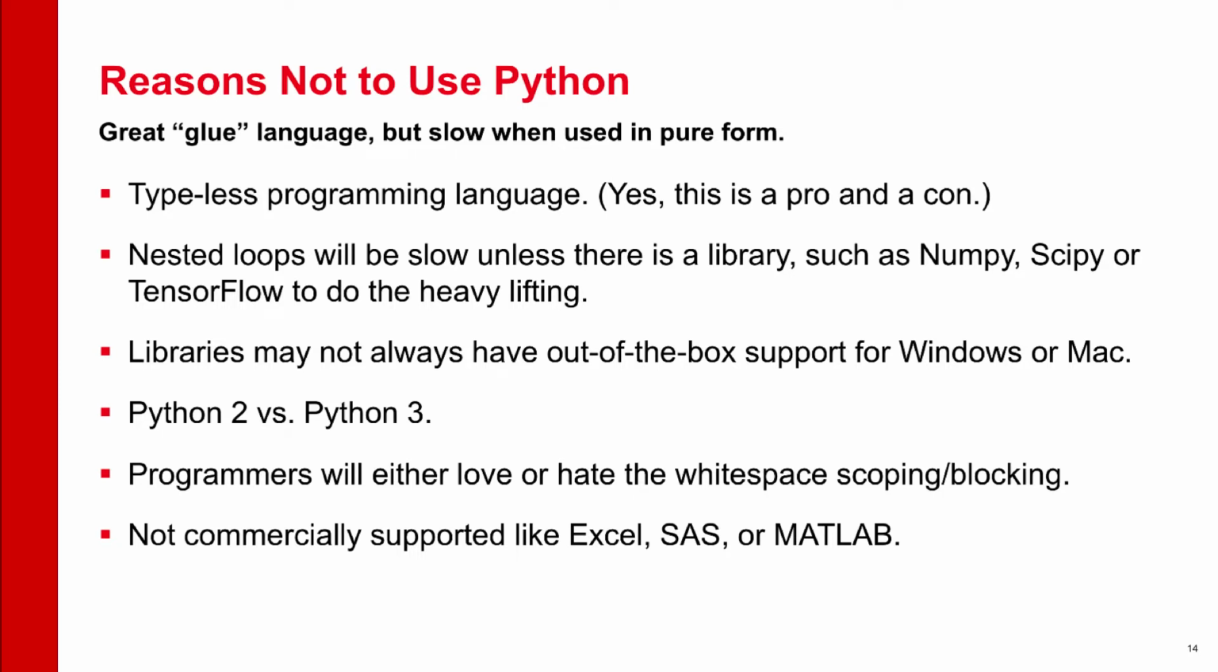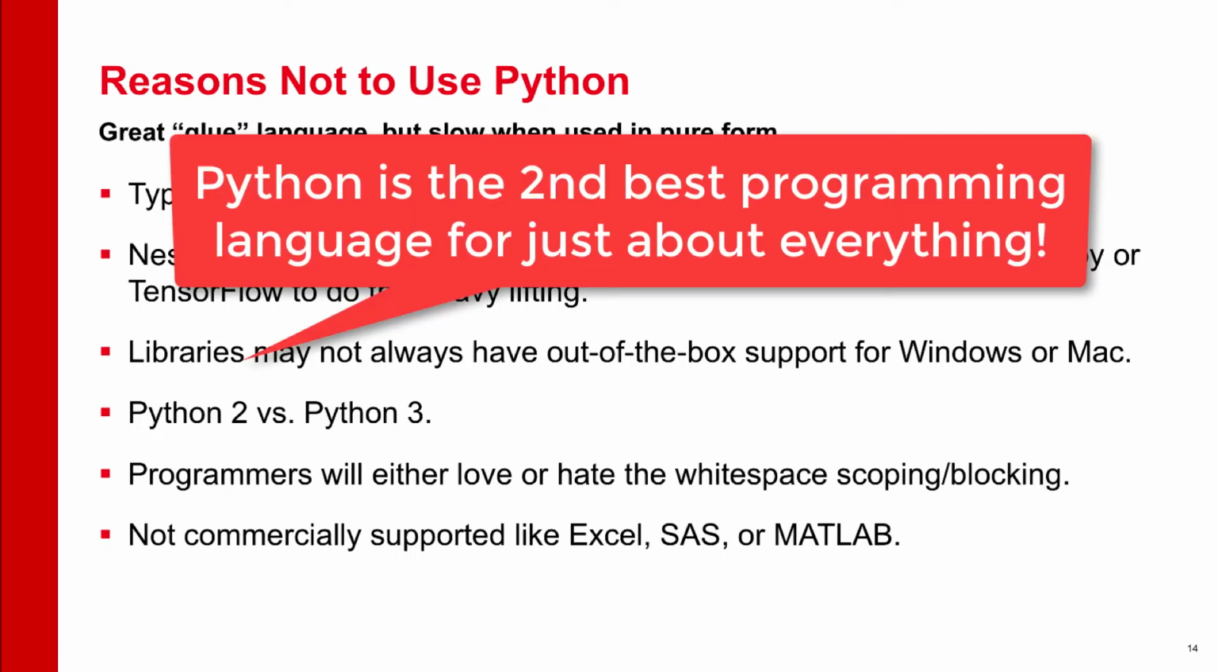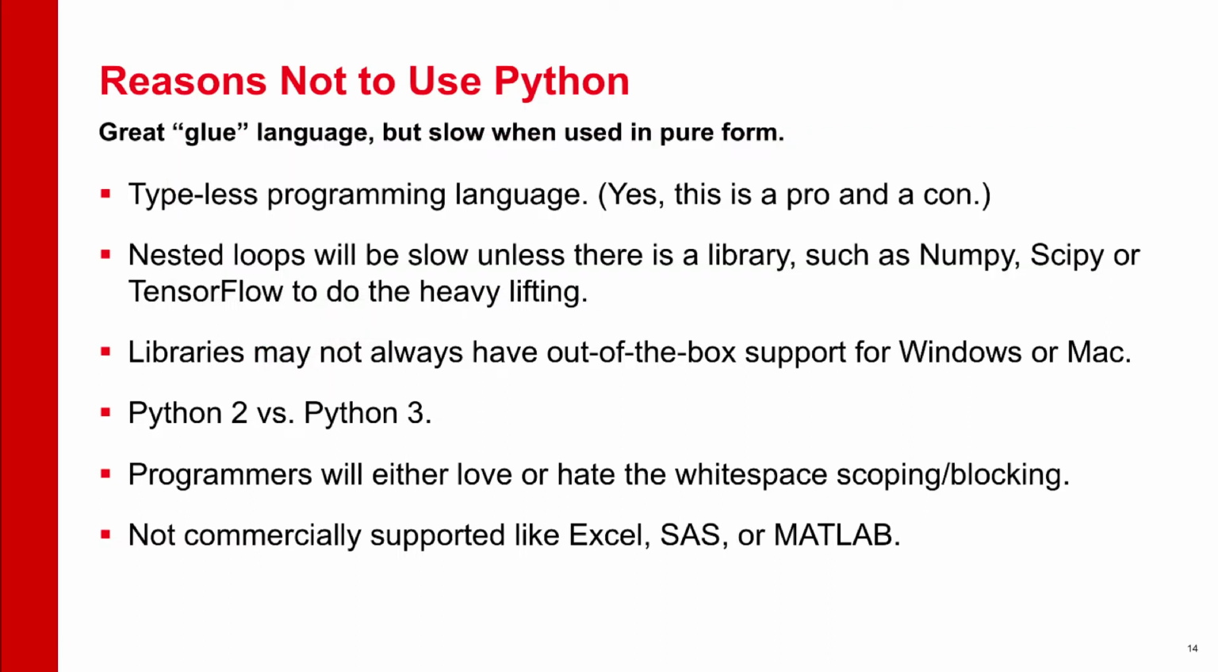One criticism and praise, I view it more of a praise, that I've heard of Python is it's often said to be the second best programming language for just about everything. Nested loops can be slow if you're not using something like NumPy, SciPy, or TensorFlow. If you're doing heavy nested loops over large numbers, you're doing it wrong. You need to be using NumPy.